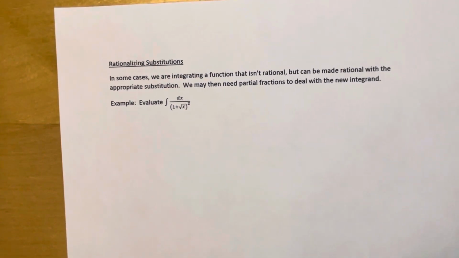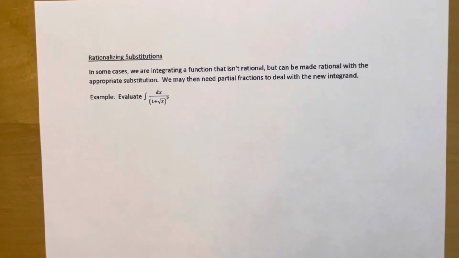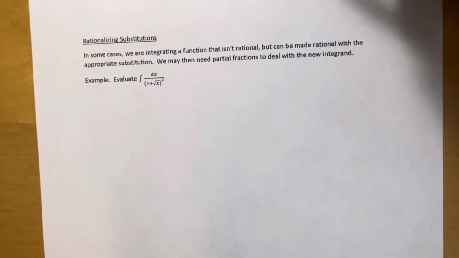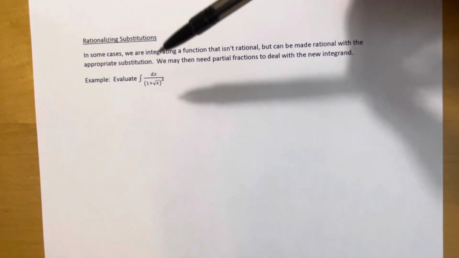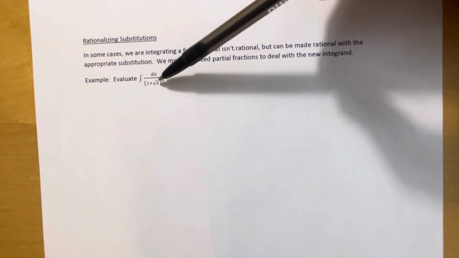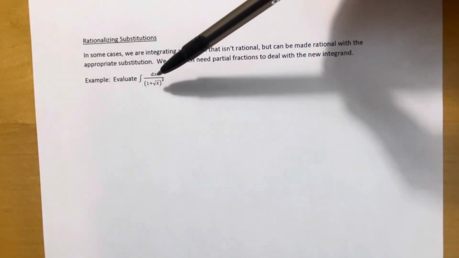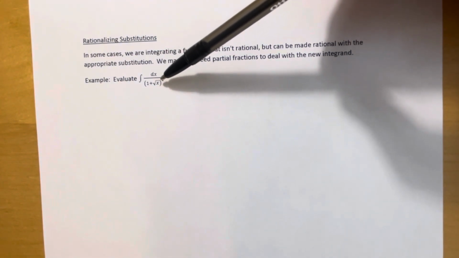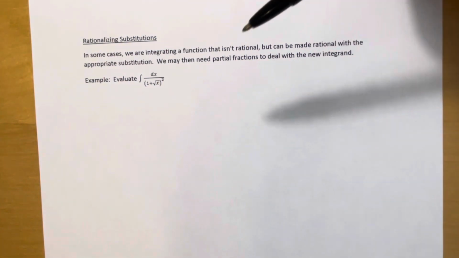Okay, we have one example left to do. Let me get my notes organized here. I'm calling this rationalizing substitution. So what we're going to see here is something that's not actually a rational function that we want to integrate. It's almost a rational function. It's got this square root of x in here.